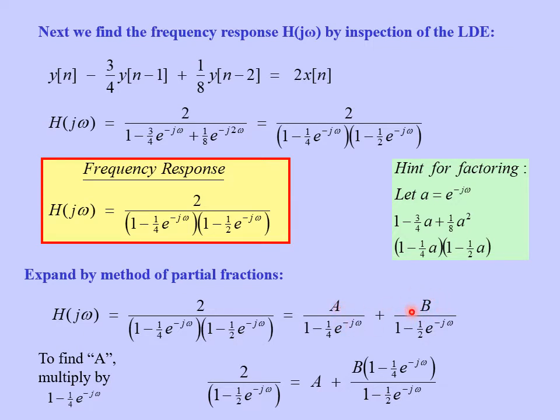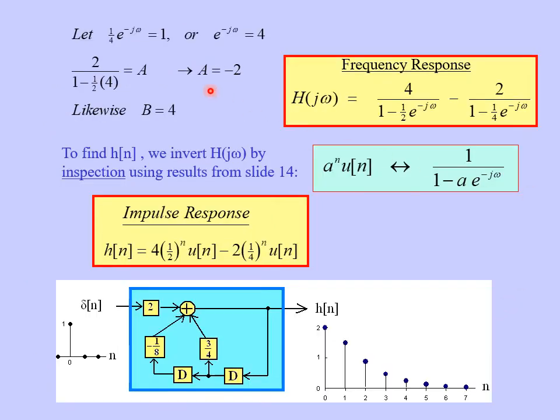And remember, in order to find A and B, we just use all the regular tricks. To find A, we multiply everything by 1 minus 1/4 e to the minus j omega, and we get this expression here. And then in order to get A by itself, we can let 1/4 e to the minus j omega equal 1, or in other words, e to the minus j omega equals 4. And so when you plug this in, we end up with A equals -2.